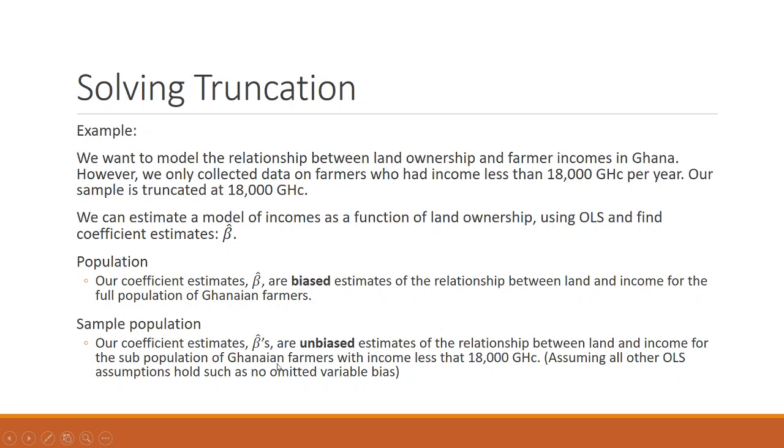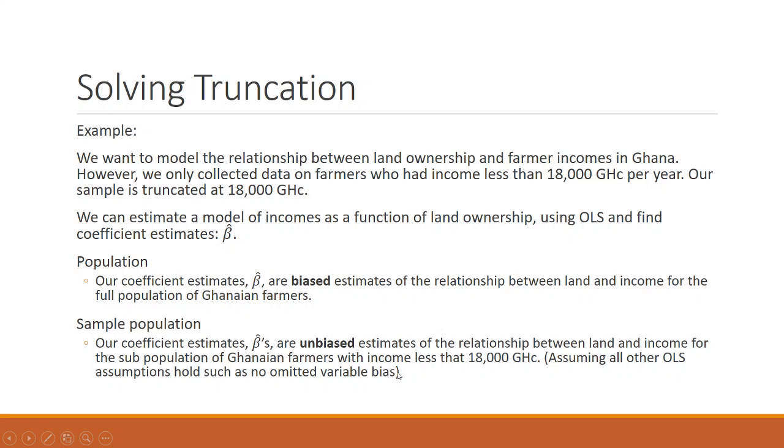However, as long as all the other ordinary least squares assumptions hold, and our sample is representative of farmers with less than 18,000 Ghana cedis per year, our coefficient estimates, the beta hats, are an unbiased estimate of the relationship between land and income for the subpopulation of farmers with income less than 18,000 Ghana cedis per year, assuming all the other OLS assumptions hold, such as there's no omitted variable bias.